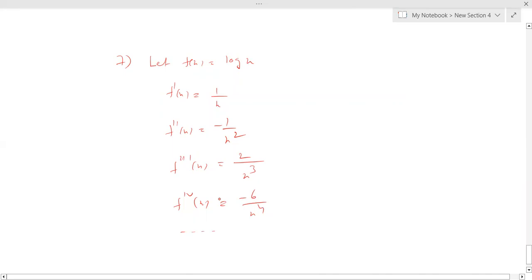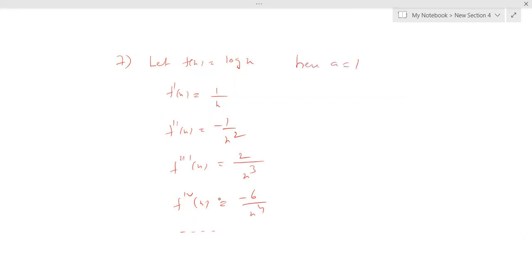No need to write all the other things. But here the value of a is 1. We require the function value at a, not 0. f of a value, that means f of 1. f of 1 equal to log 1. Log 1 equal to 0.